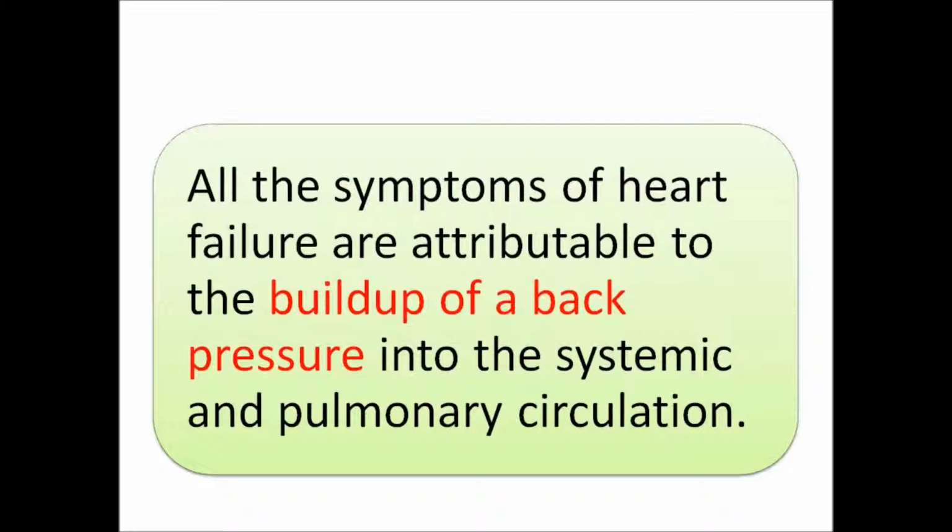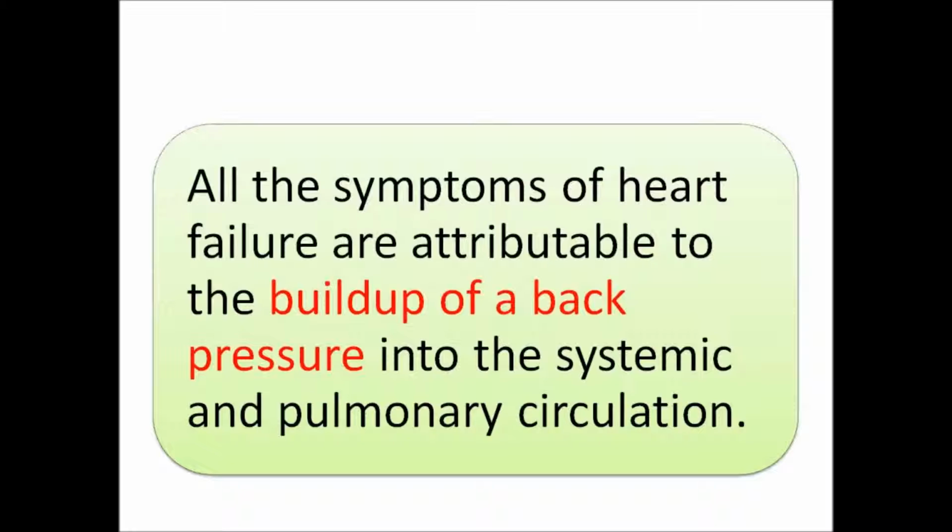Also on examination, rales will be heard on the lung fields. When the right side of the heart is failing to pump the blood, the increase in the pressure in the right side chambers will be reflected into the systemic veins, the superior and inferior vena cava. So the patient will be presented with an elevated JVP. There will be hepatic congestion. There will be ascites, edema.